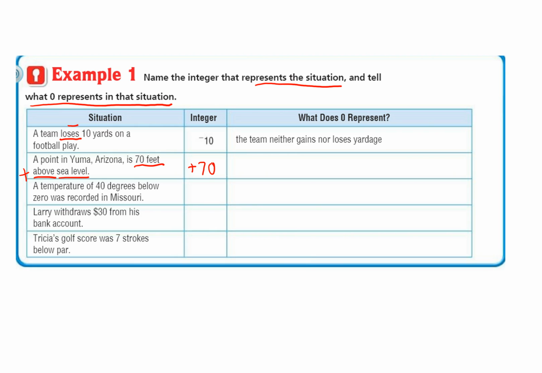What would 0 represent then? Well, if we're not above sea level and we're not below sea level, 0 would be at sea level. Okay, or you can phrase it this way: neither above nor below sea level, something like that. Or at sea level would be 0.